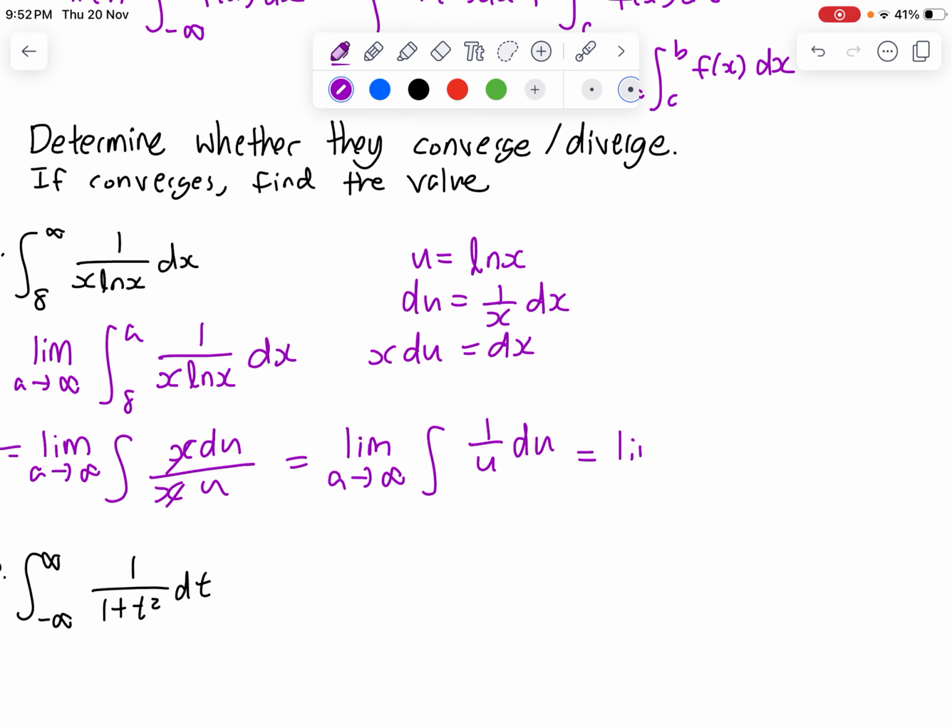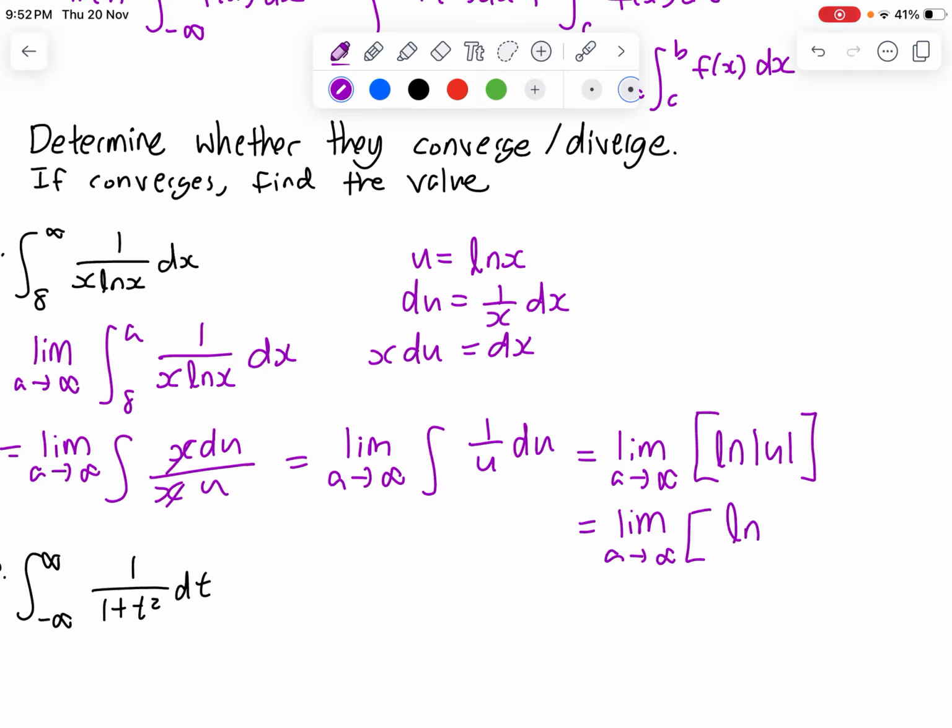Okay, so I have the limit as a approaches infinity. The integral of 1 over u, remember, is just ln of the absolute value of u. Now that we integrated it, we can plug x back in for u. There are two ways you can do it. The way I'm doing it is plugging u back into x, or you could change the bounds, but I want to keep the bounds the same.